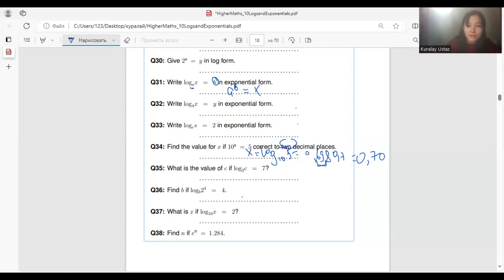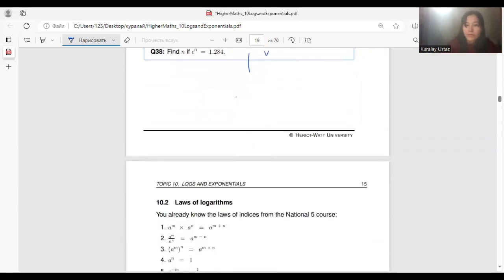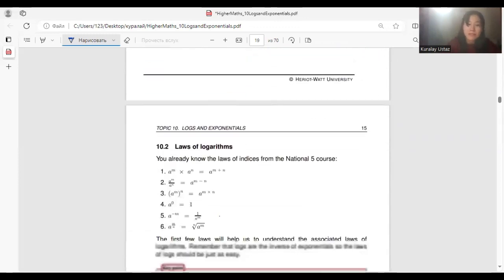36. You need to find the value of b. The power of 4 equals 2 to the power 4. That's, b is 2. This one is for you. So next, do.